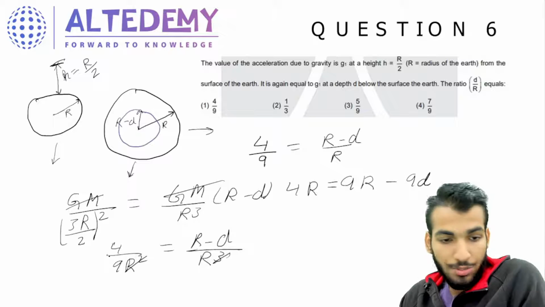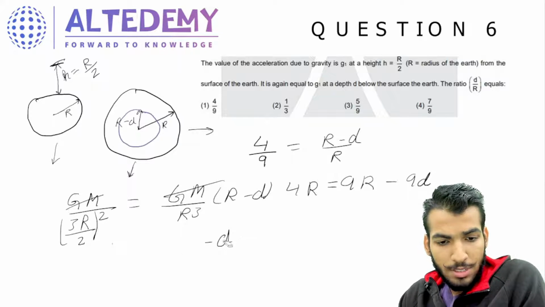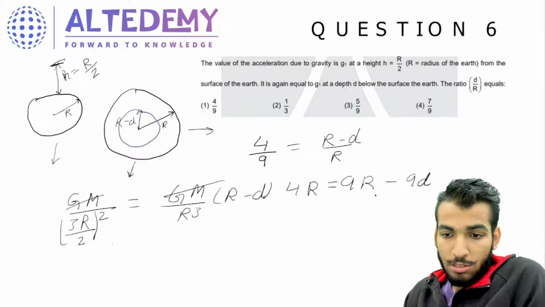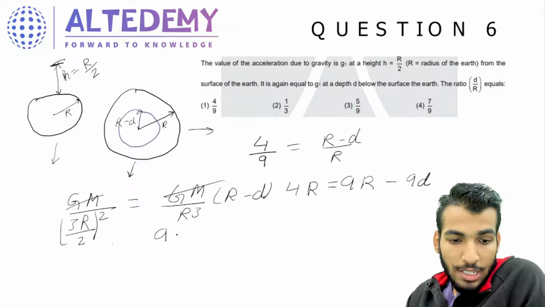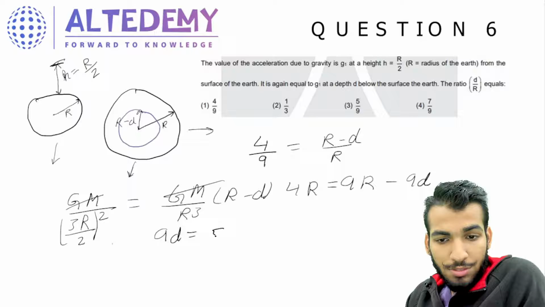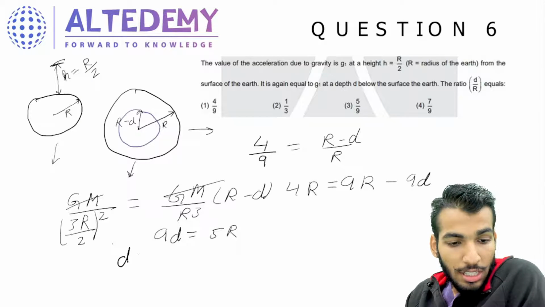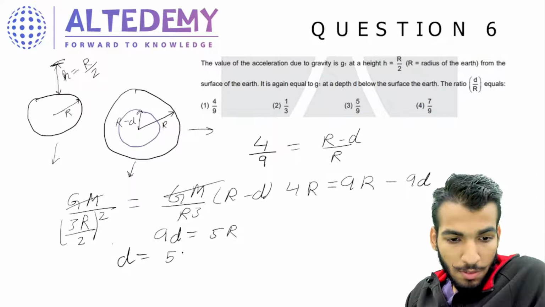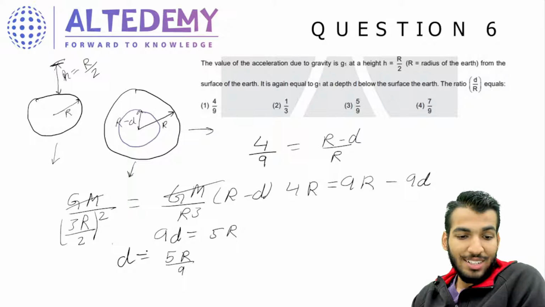I'm thinking too fast right now, so I need to slow down a little bit. 4R equals 9R minus 9D. So what will this give you? 9D shall be equal to 5R, and D will be equal to 5R by 9. We have arrived at this conclusion, and this will be our answer.